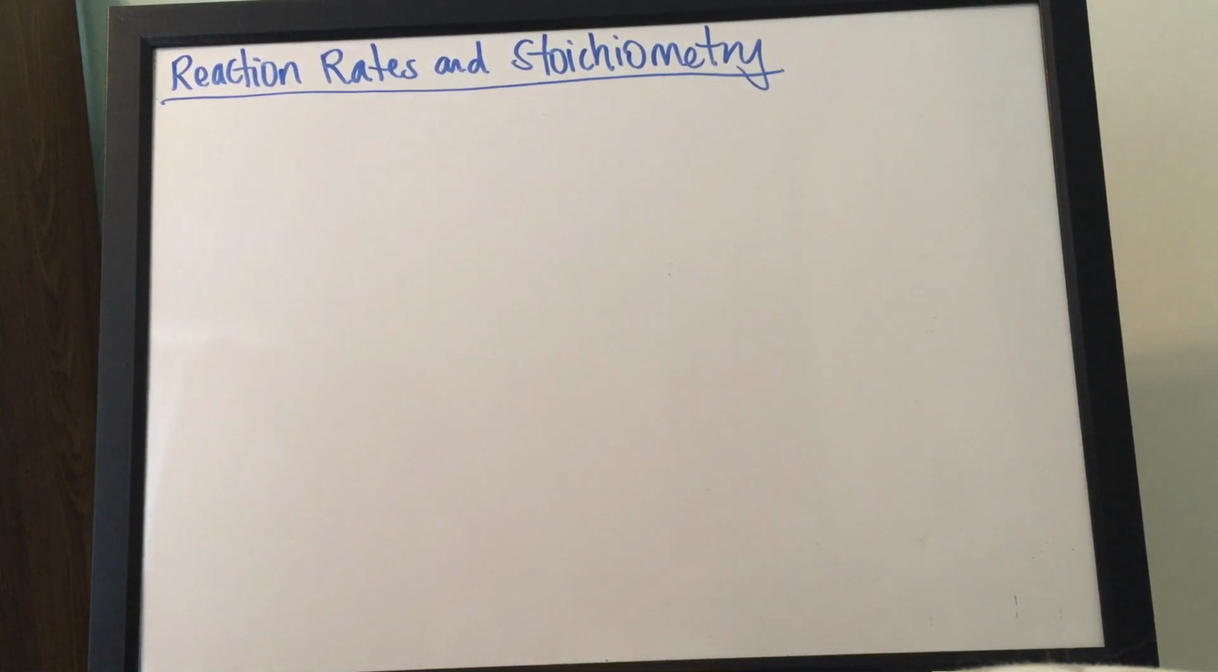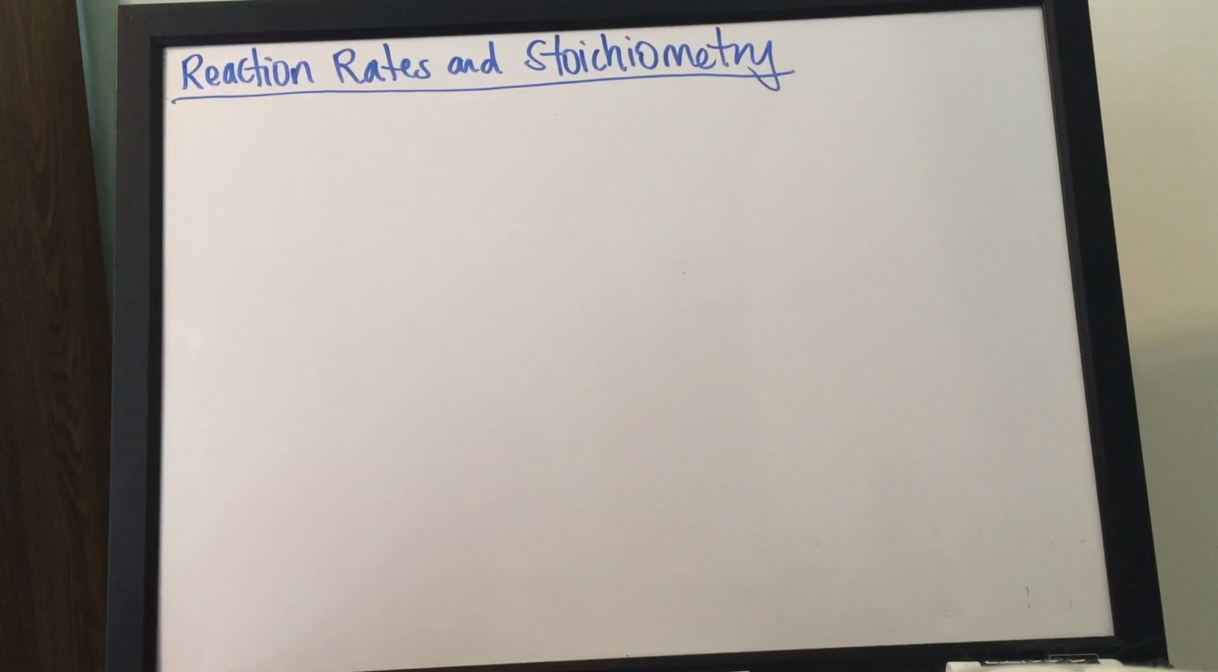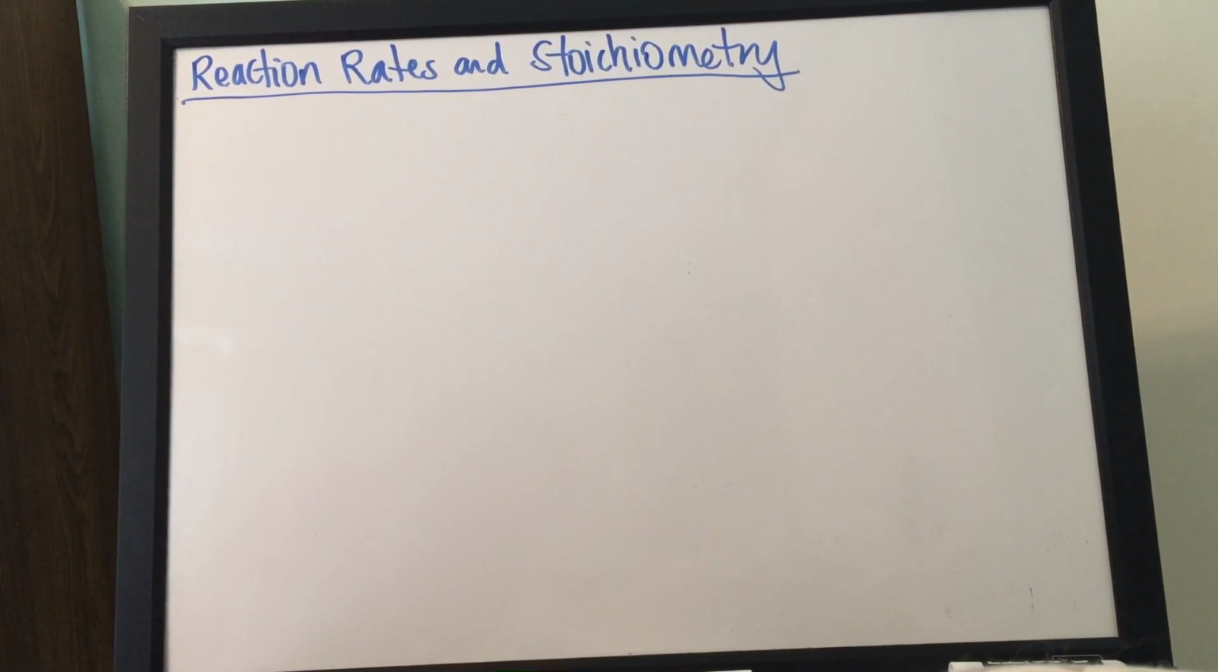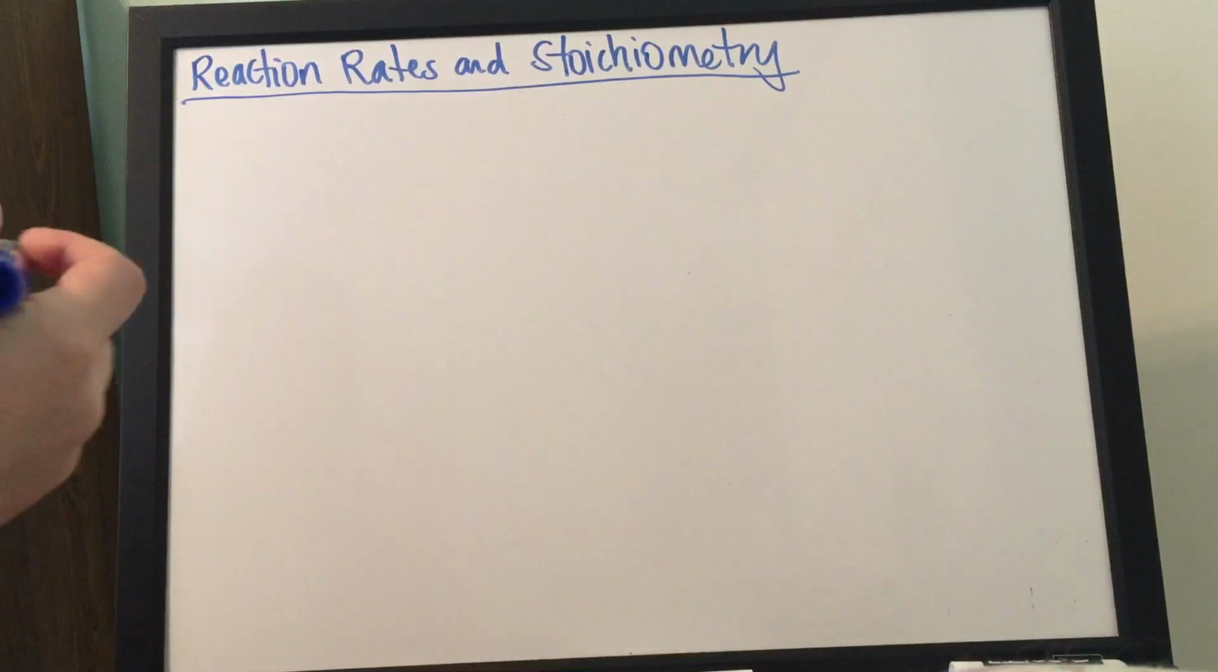Okay, so if you recall, the reaction rate, or the rate of a reaction, is the speed of a chemical reaction. Most of the time for us, they're going to be measured in units of molarity per second. It doesn't mean it couldn't be other units, but for us, that's what it's going to be. Okay, so molarity per second.